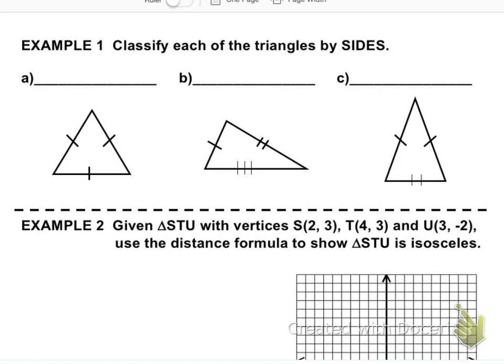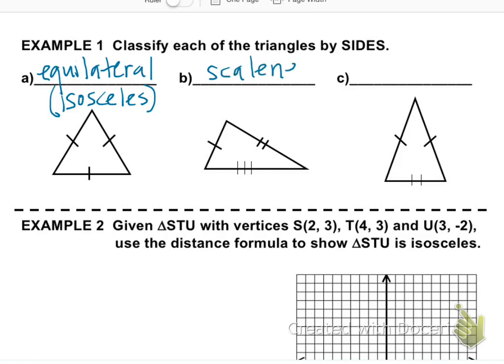The answers are, for the first one, this is an equilateral triangle. You may have also put that it was isosceles, which would also be correct because it has at least 2 sides that are congruent. So either would be fine, but equilateral would probably be a better answer. Letter B, this is a scalene triangle since all 3 sides have different lengths, and I can see that by the different number of tick marks going through each side. The last triangle is isosceles because I can see it has at least 2 congruent sides.